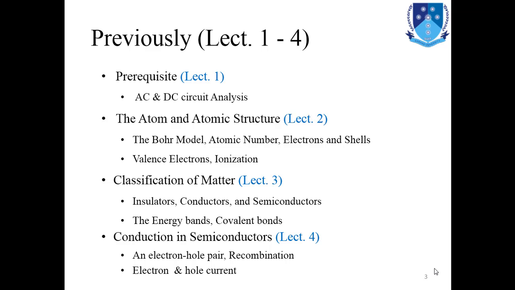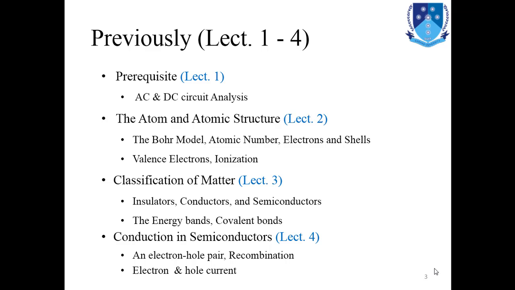After discussing the classification of matter and the 3 classes, we discussed the energy bands. We also learned what the valence band is, what the conduction band is, and what the energy gap between these 2 bands is. We discussed the energy level diagram for all 3 types of matter, that is insulators, conductors, and semiconductors. Finally, in lecture number 3, we discussed the covalent bonds inside the silicon crystal.